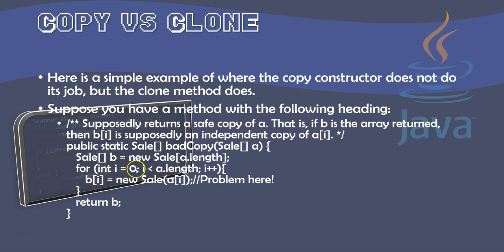But then we say for (int i = 0; i < a.length; i++), b[i] = new Sale(a[i]). This is where the problem comes in, because we're trying to initialize it to this new instance here, right? And of course, when we're done, we just return b.